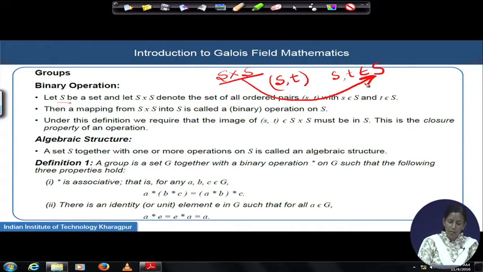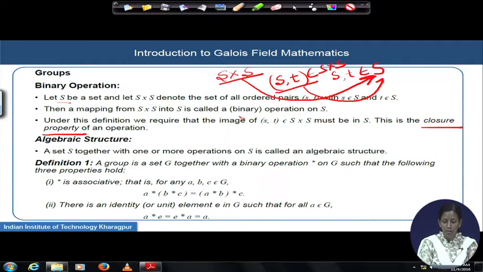Remember one thing, under this definition of this mapping, called binary operation, we require that the image of all the components of these ordered pairs S comma T which belong to your S cross S should also be present in S. If I do a mapping from S cross S to S, then all the elements that belong to S cross S, that are the ordered pairs, must have an image in S. That is the assumption that has to be made. We call it the closure property.